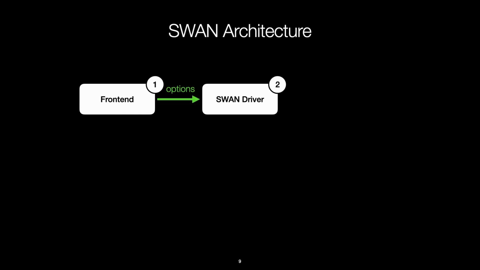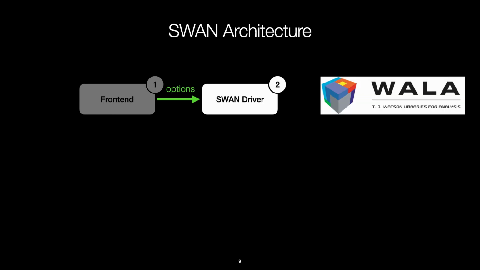Now I'll explain SWAN's general architecture. SWAN has a couple of frontends, which will be demonstrated later, but these frontends essentially configure, run, and view the results of SWAN. The user's configuration options are given to the SWAN driver. SWAN uses IBM's TJ Watson Libraries for Analysis, or WALA. WALA is an established static analysis framework that has support for many languages including Java, JavaScript, and Python.